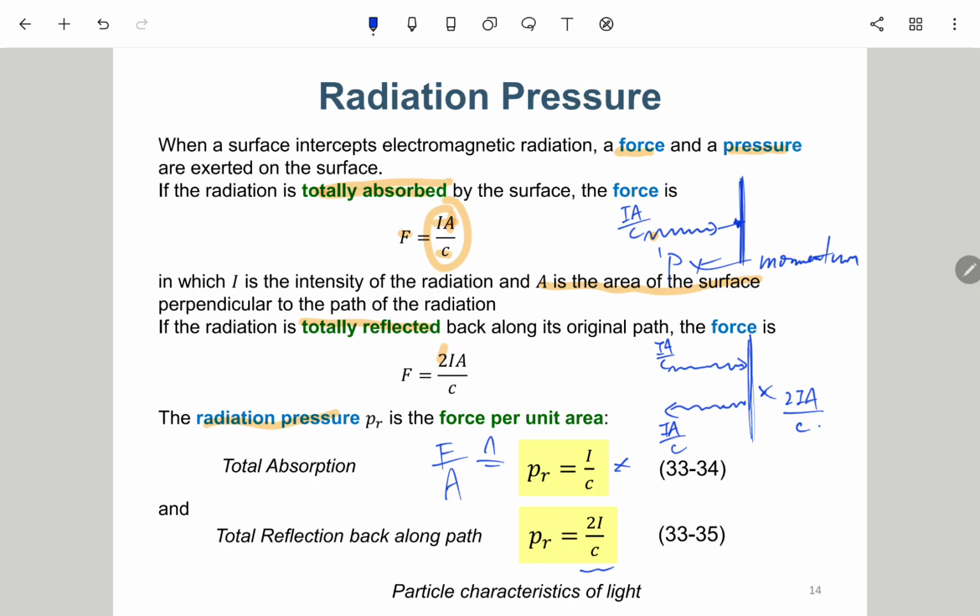So actually this is the particle characteristic. For a wave, you cannot imagine it. It is just related to the force, but actually for the EM wave, it is also related to the force. So we say the EM wave actually has the particle characteristic.